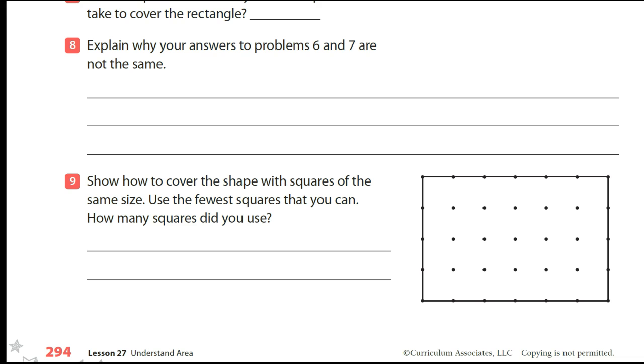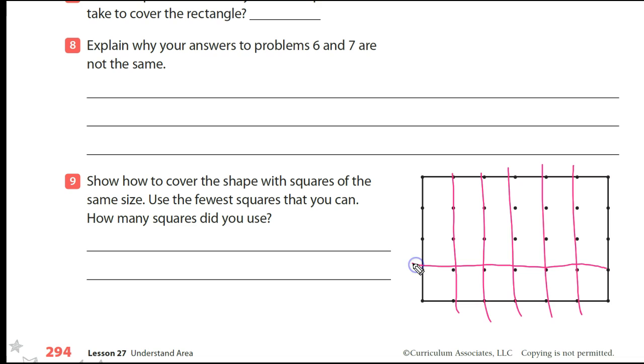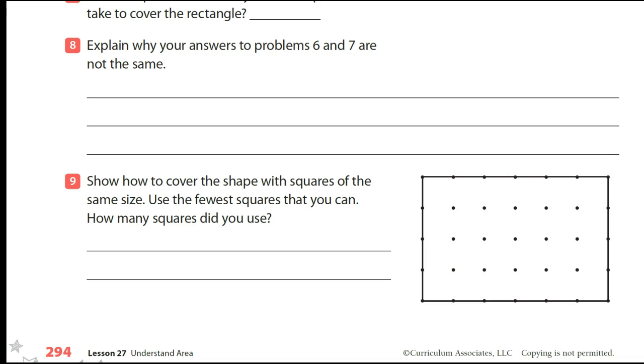Now we have one rectangle here. It says show how to cover the shape with squares of the same size. All right. So like this, right? Can I do that? I could do that. But then it says, use the fewest squares you can. That's a lot of them, huh? So instead of me doing that, let's use some of the fewer ones.